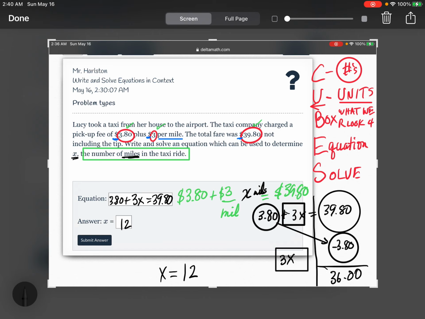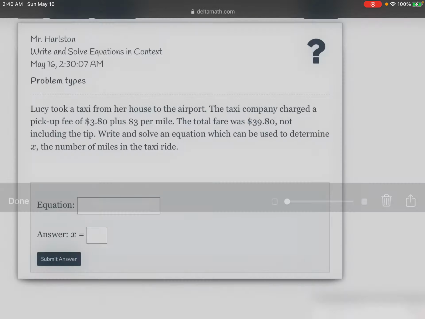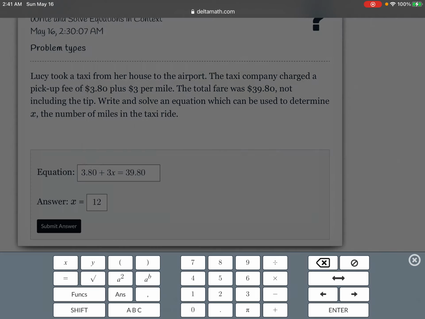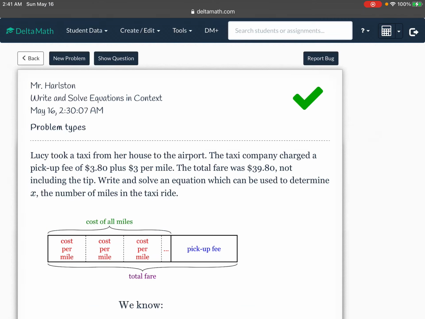I am going to go back over here to the actual DeltaMath question, and I'm going to enter that. So this is going to be 3.80 plus 3 times x equals 39.80. And then x is 12 miles. And that's it. We are set. We're good to go.